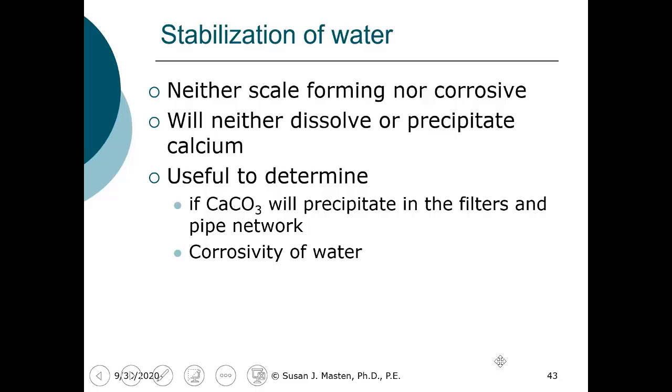It's also useful to use this to determine if calcium carbonate will precipitate in the filters and the piping network. If we have a significant amount of precipitate, then that can cause significant clogging in the filters and short-circuiting within that filter, or it can cause clogging in the piping network. If we have water that is corrosive, so the calcium carbonate wants to dissolve, then we have potential corrosion problems in the distribution system.